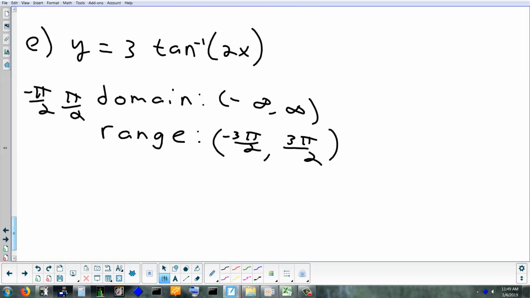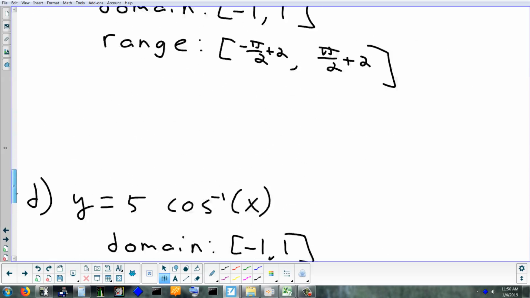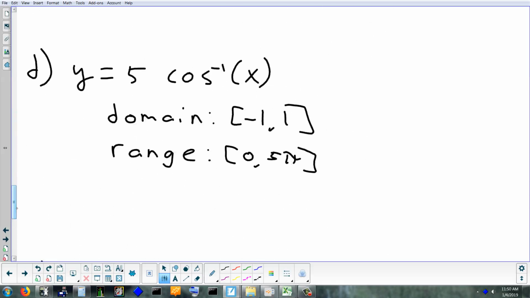All right, so we've done a bunch of those, but any questions on finding the domain and range of an inverse trig function? You don't have to worry about inverse secant, inverse cosecant for this stuff. Can you go back up for a second to D? Thank you. Anyone good with that?